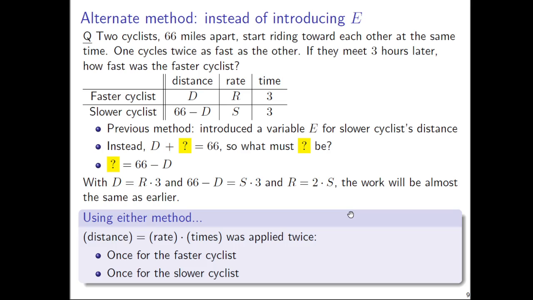The key thing I'd like to point out, though, is that using either method, the formula distance equals rate times time was applied twice. Once for the faster cyclist, and once for the slower cyclist.